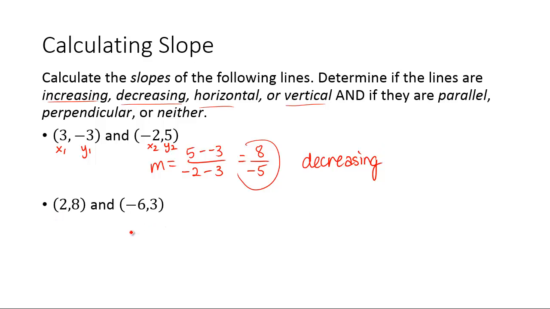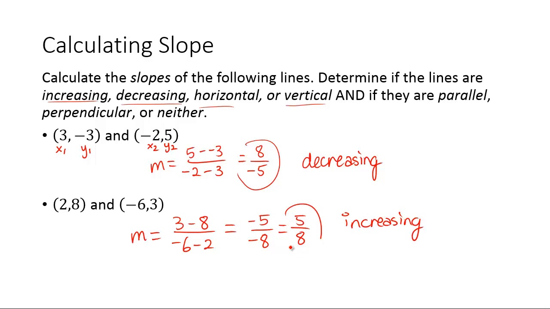Let's try this one. So the slope is going to be 3 minus 8 over negative 6 minus 2. So that gives us negative 5 over negative 8, and that simplifies to 5/8. So that's increasing.